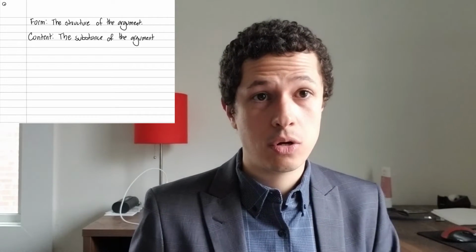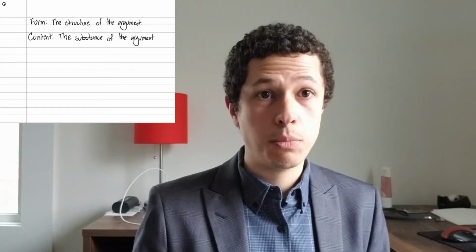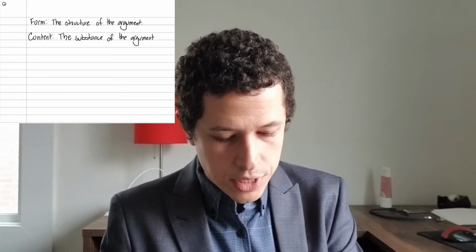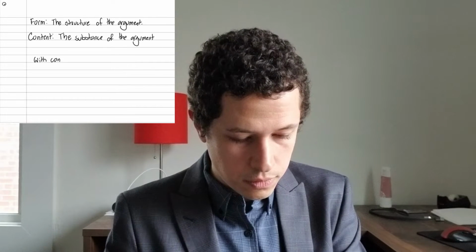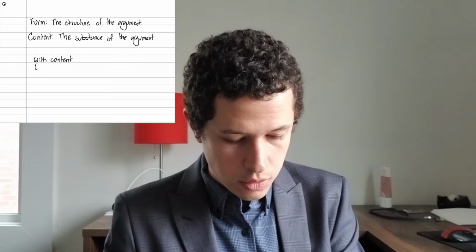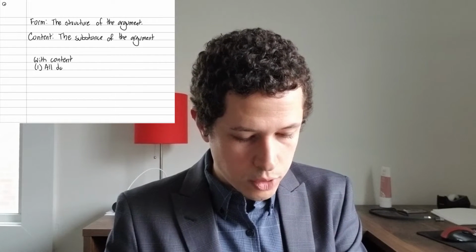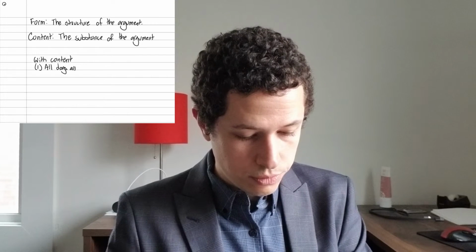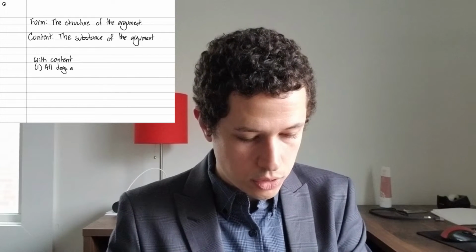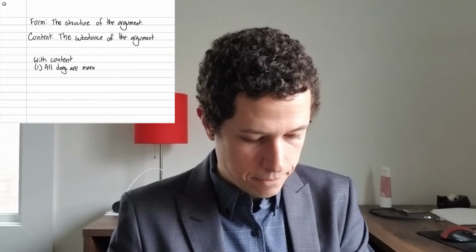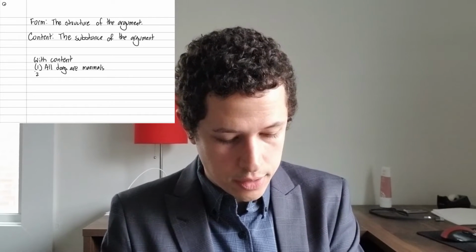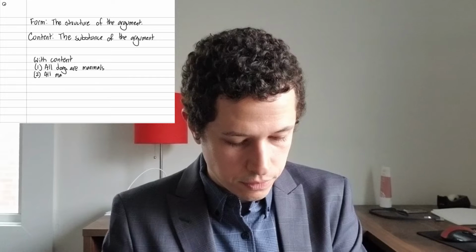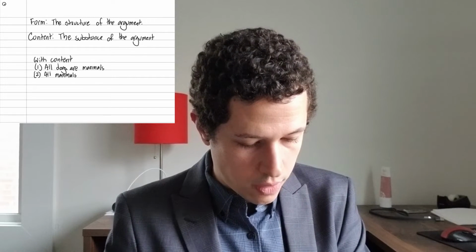Let's go ahead and consider an example just to make these two concepts much clearer. So I'm going to write a fairly straightforward, simple argument. And I'll say that this is the argument with content. Here we go. Premise 1 says that all dogs are mammals. Apparently I forgot how to spell. There we go. And premise 2 says that all mammals are animals.